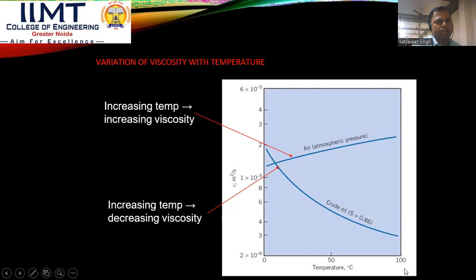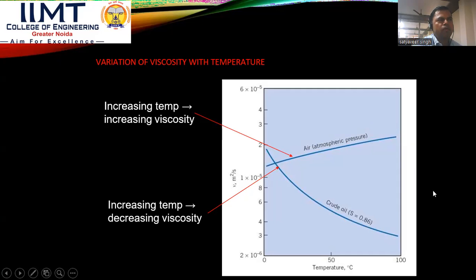So by increasing the temperature of crude oil, the viscosity decreases. Which viscosity? Kinematic viscosity, which is in meter square per second. This is in a decreasing way. But in case of air, as we increase the temperature, the viscosity increases. So due to this, this graph increases in an upward manner.